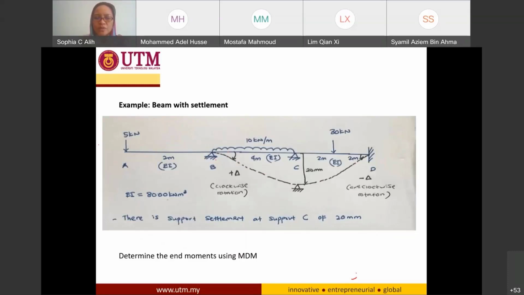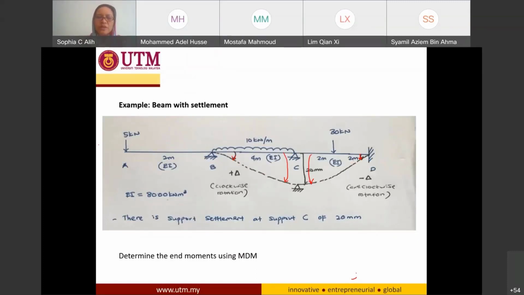In other words, closer to support B, the settlement deflection is going to be in the clockwise direction, and closer to support D, the deflection is going to be in the counterclockwise direction. Now, for member BC, and also from the end of CB, it's going to be still like this one, clockwise direction. This is counterclockwise until here is counterclockwise.